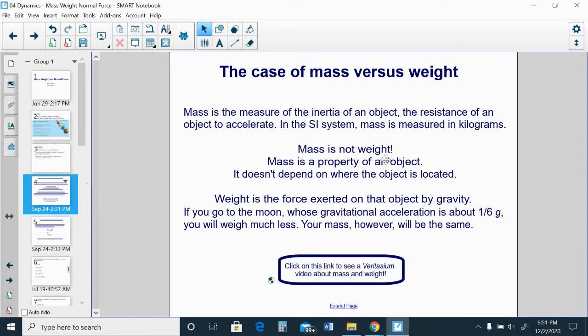Mass is a property of an object. It doesn't depend on where the object is located. Weight, on the other hand, is the force exerted on that object by gravity. If you go to the moon, whose gravitational acceleration is about a sixth of Earth's gravity, you will weigh much less. Your mass, however, will still be the same.